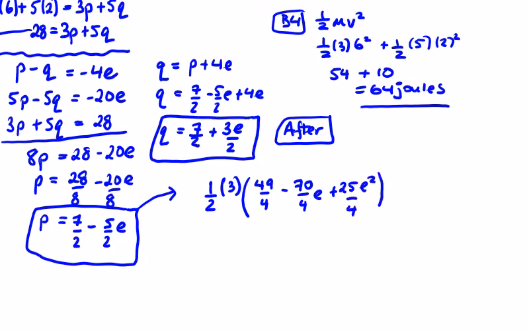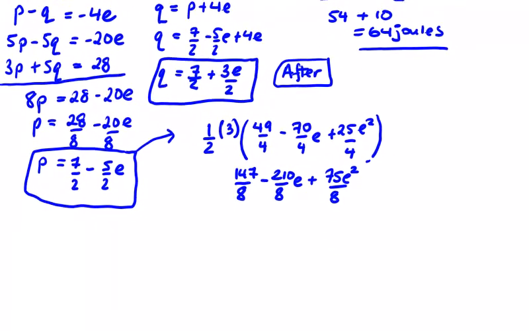Don't think there's an easier way to do this. Maybe we'll simplify this one first. So we've 3 over 2 by all of these. Okay, 3 over 2, you just use a calculator. 3 times 49 is 147 over 8 minus 3 over 2 by 70 over 4, 210 over 8. And that will be times E. And then plus 75E squared over 8. There has to be something similar now with P, or with Q to get some cancels going.